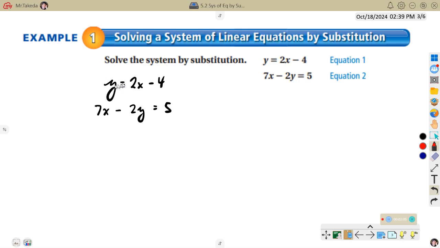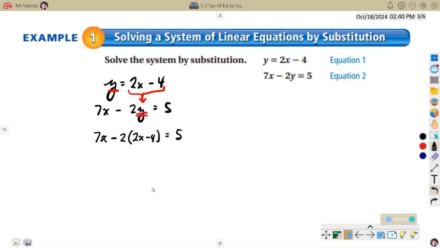Okay, if y equals 2x minus 4, it also equals 2x minus 4 in the other equation. So here's a y, here's a y. This y is 2x minus 4. Well, so is this y, 2x minus 4. So what I'm going to do is write a single equation that has one variable in it. Okay, so there's my negative 2. But instead of writing times y, I'm going to write times 2x minus 4. And that's going to be equal to 5.